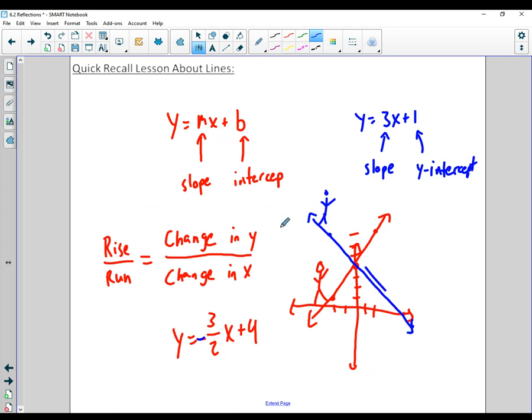Very quick rundown of the equation of a line, slope, rise over run, stuff that hopefully should be like, oh yeah, that's kind of there in my brain in a file somewhere. I just need to pull it out a little bit.